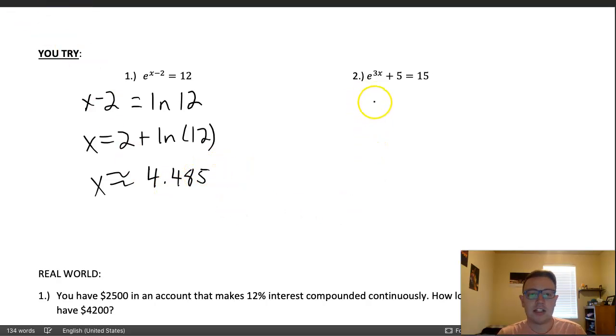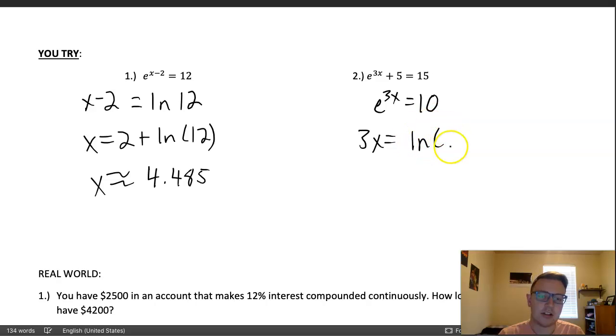One more of these. What is e to the 3x plus 5 is equal to 15? What is x? So we're going to start by subtracting 5. That'll get us e to the 3x is equal to 10. And now we have our exponent in our power, meaning that we're going to have to get rid of this power. We'll take the log base e, or the natural log. So we'll have 3x is equal to the natural log, or log base e, of 10. Then all we do is we divide by 3. We get x is equal to the natural log of 10 over 3.